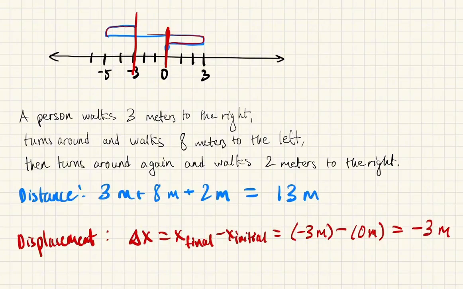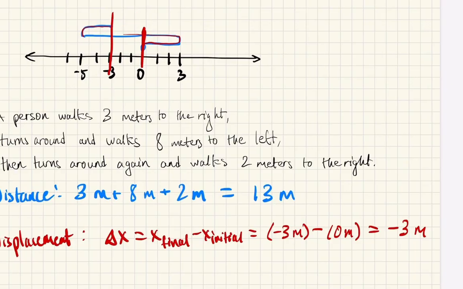And so as you can see, for distance, we have to consider the path that the person travels, while displacement is just comparing where that person ends up relative to their starting point.